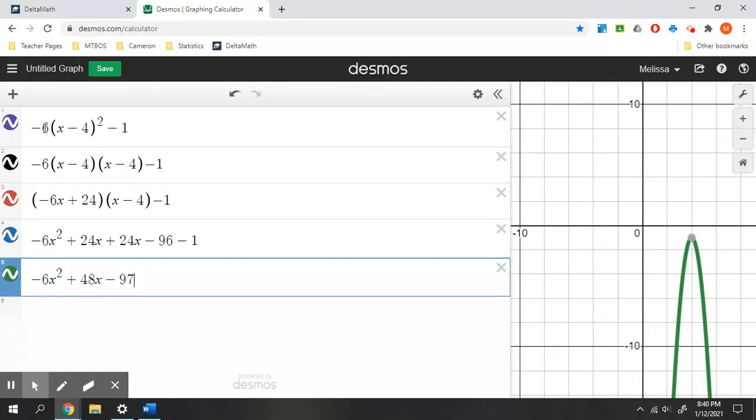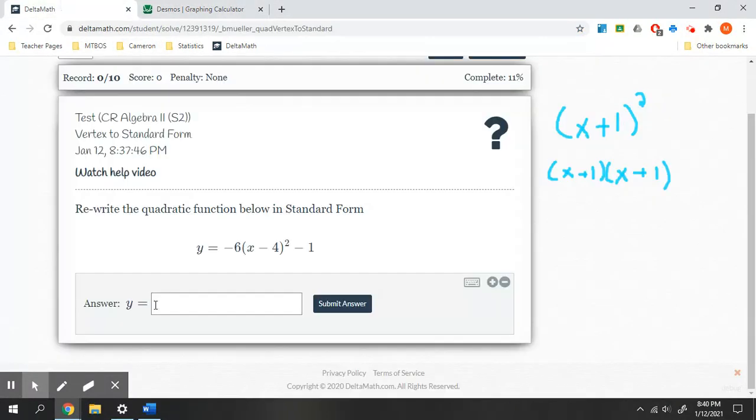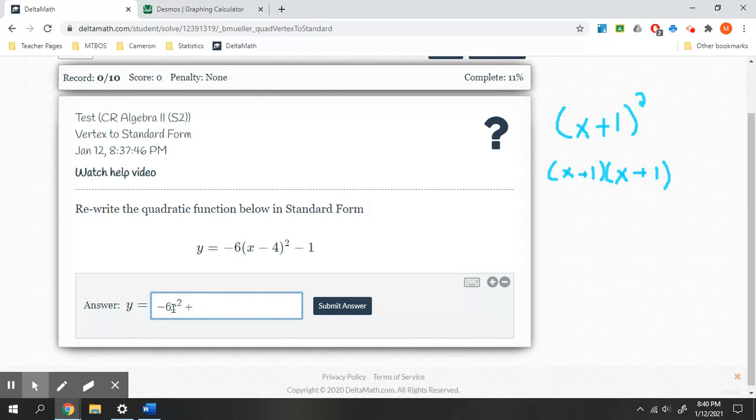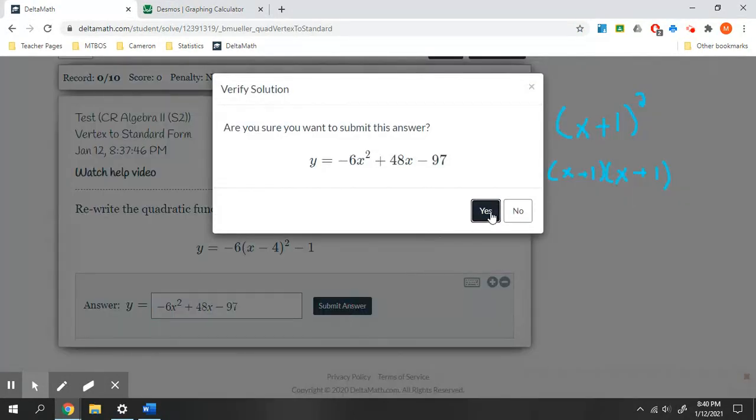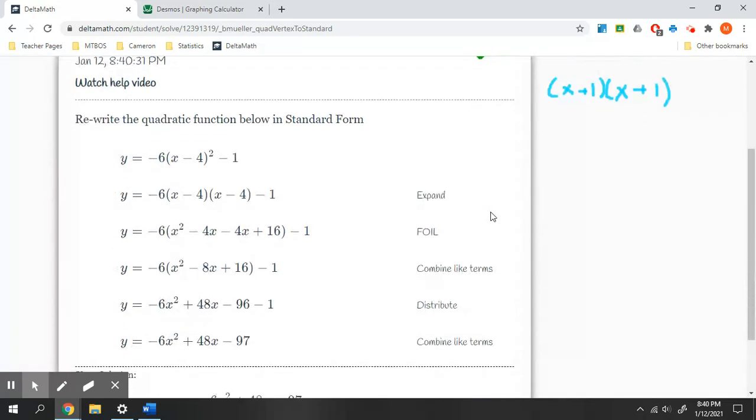We have first off written that out twice. We distributed our first term, so that became negative 6x plus 24. We did our double distribution from there. And then finally, we combined all of our like terms. So our final answer here is negative 6x squared plus 48x, and I believe that was negative 94 or 97. All right, so that is that in standard form.